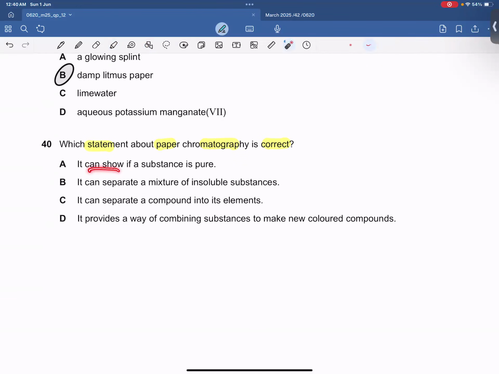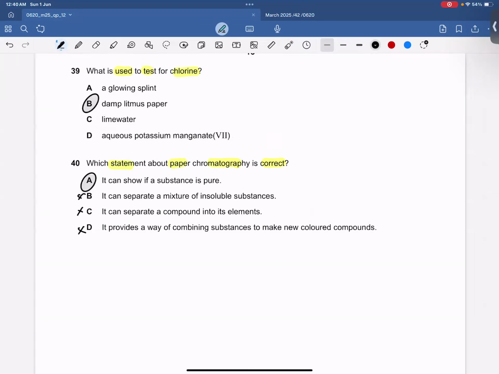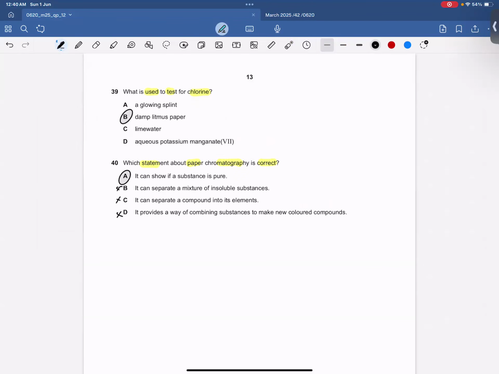It can show if a substance is pure. That's true. And that's the answer, because chromatography is used to check the purity of the substance. It can separate a mixture of insoluble substances, not soluble substances. It can separate a compound into its elements? Never. It provides a way of combining substances to make new colored compounds? Never, not at all. All of them are incorrect. So the right answer is going to be B, A, and that's a fact also.